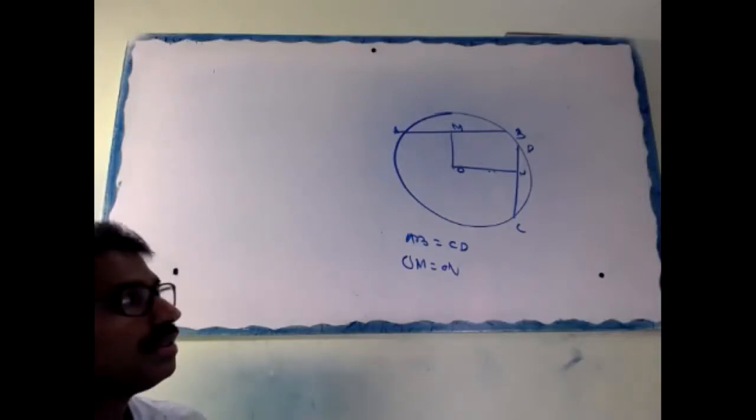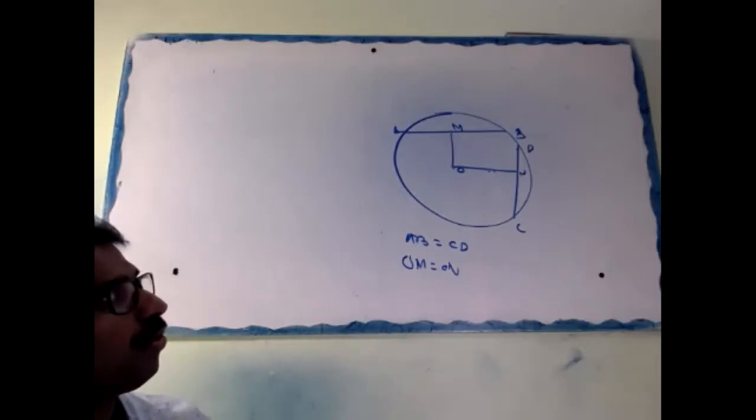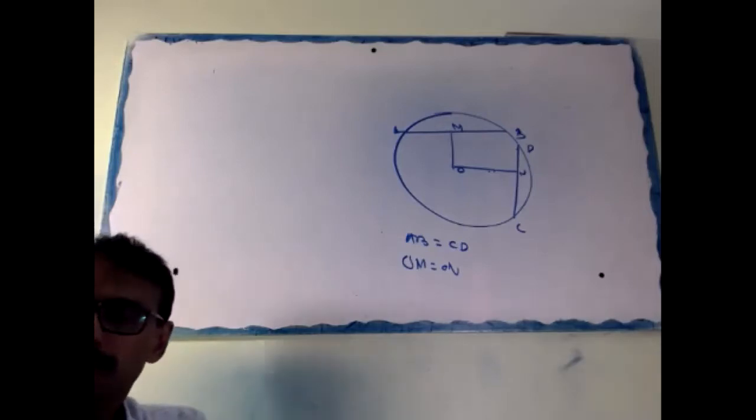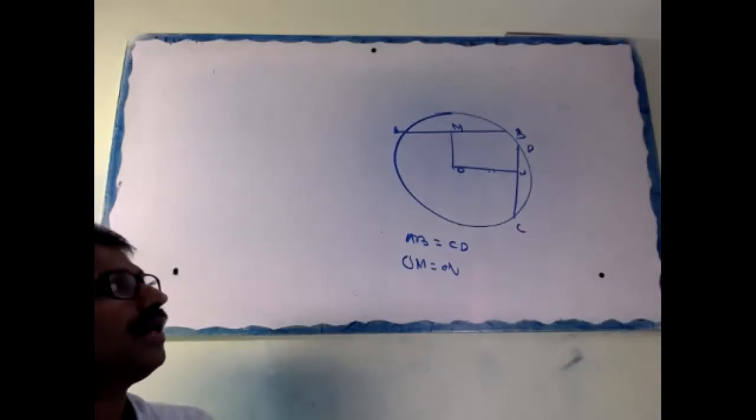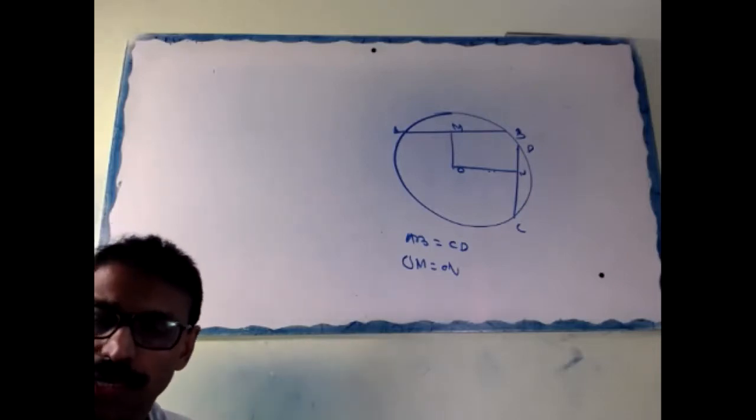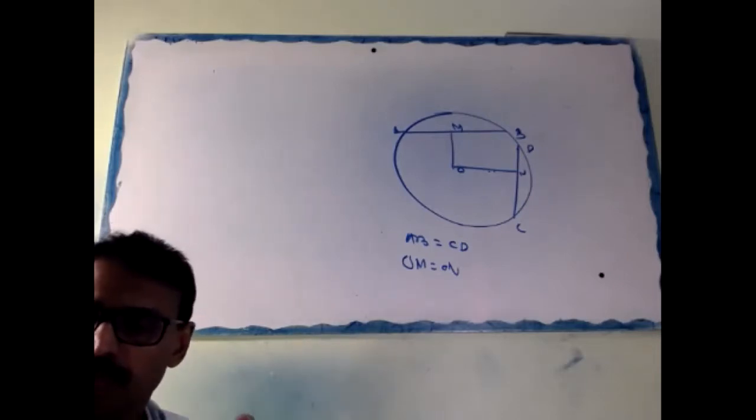Second one is what? If OM equal to ON, then AB equal to CD. Draw another figure, then you write, if OM equal to ON, then AB equal to CD. Both theorems, okay? So now the fourth theorem is finished.